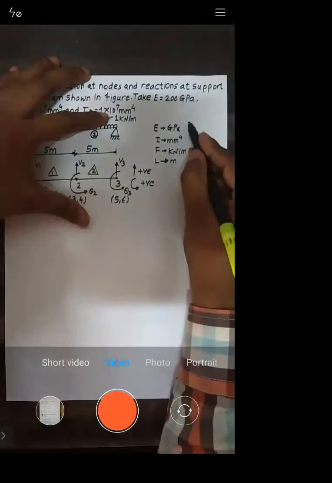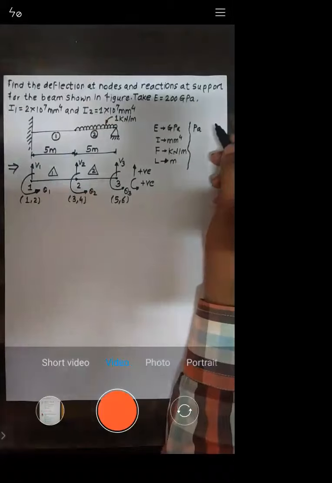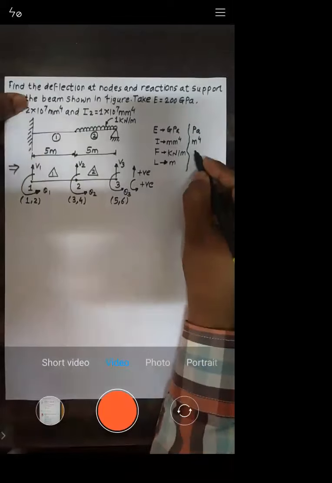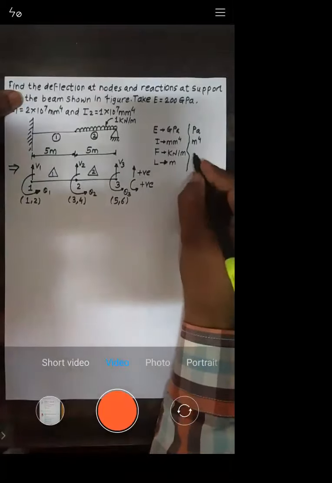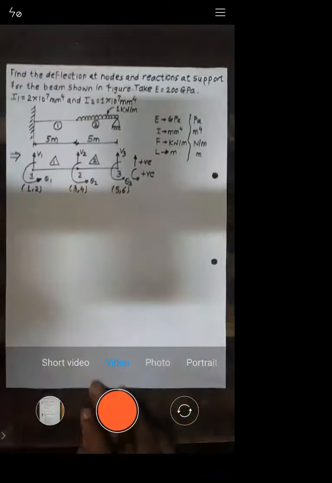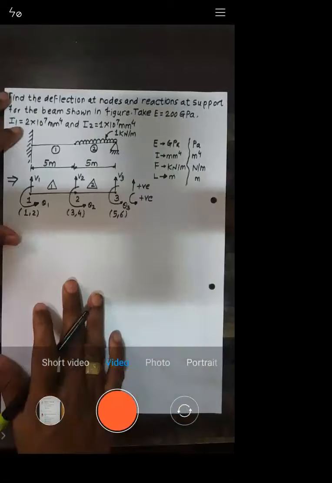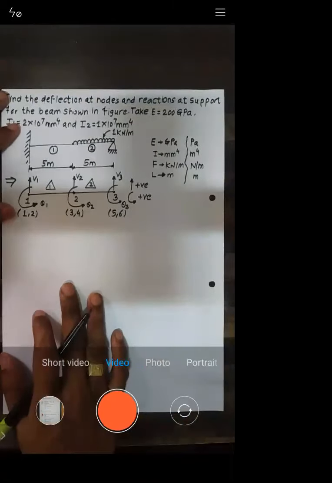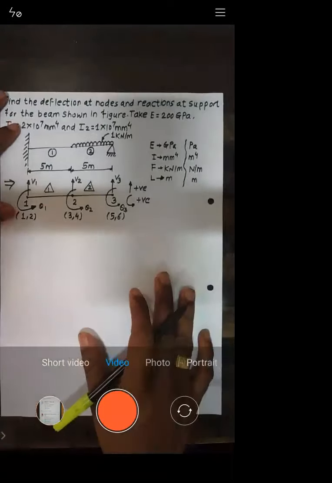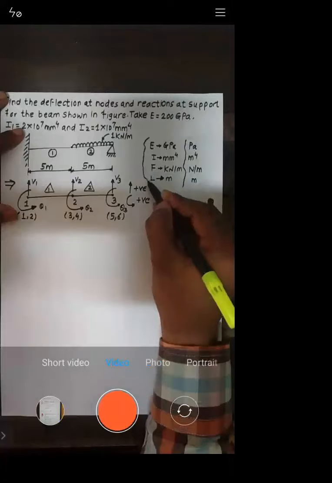So instead of doing that, we will take E in Pascal, that is Newton per meter square. We will take I in meter raised to power 4, right? Is it okay or not? We will take the load in Newton per meter, and we will keep the force the same, that is Newton, right? So you can see, you will have the uniform units here. Is it okay? Yes or no? Yes, sir.